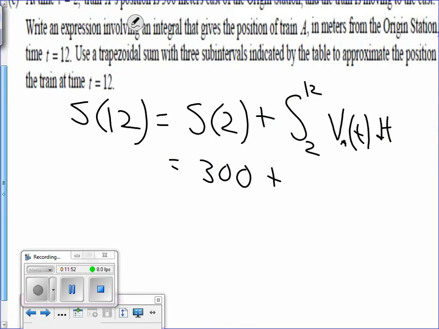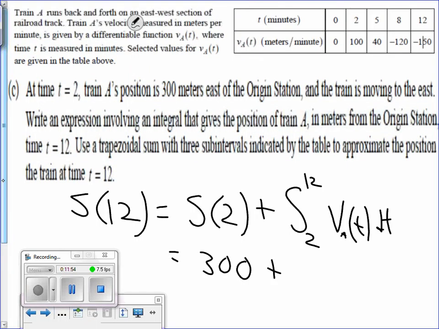Is the height of each trapezoid going to be the same or different? Different. So the only thing we can pull out is the half. Now for each trapezoid, we have to do the height times the sum of the bases. For the first trapezoid, what's the height? 3. And the sum of the bases, 100 plus 40. So 3 times 100 plus 40. Please don't forget the half when you're doing the trapezoid.